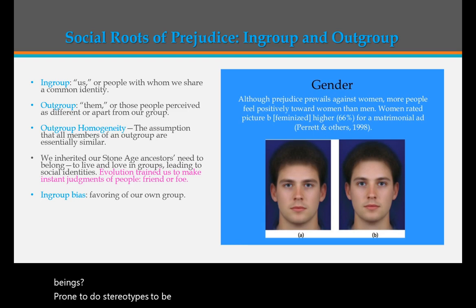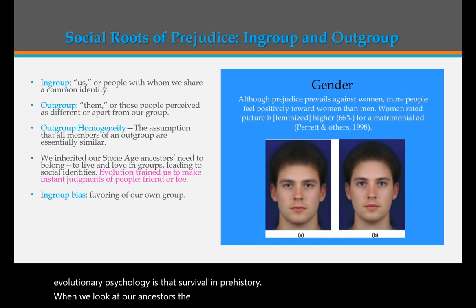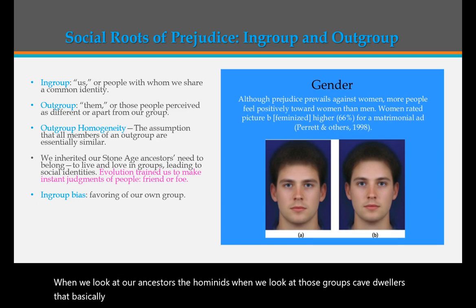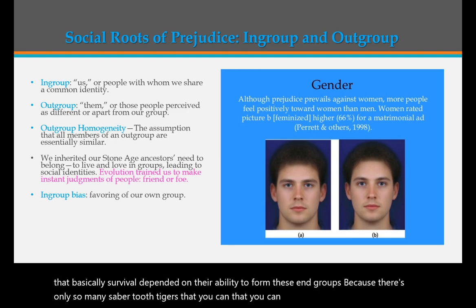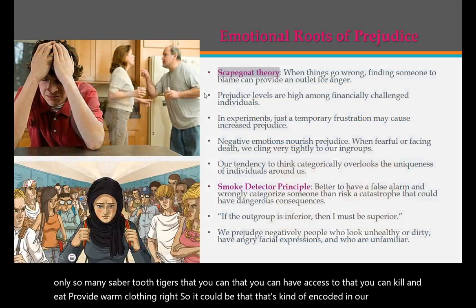And so one of the theories that have come from evolutionary psychology is that survival in prehistory, when we look at our ancestors, the hominids, the cave dwellers, basically depended on their ability to form these in-groups, because there's only so many saber-toothed tigers that you can have access to, that you can kill and eat, provide warm clothing, right? So it could be that that's kind of encoded in our racial memory.